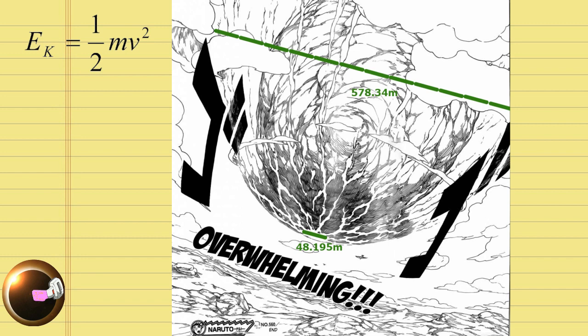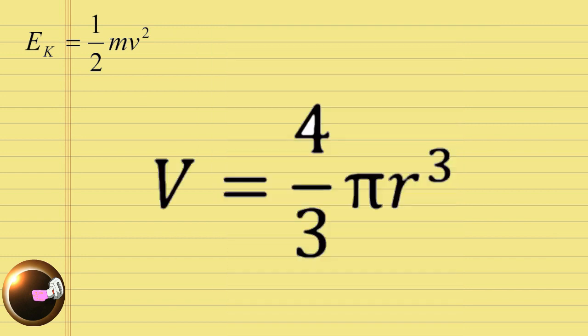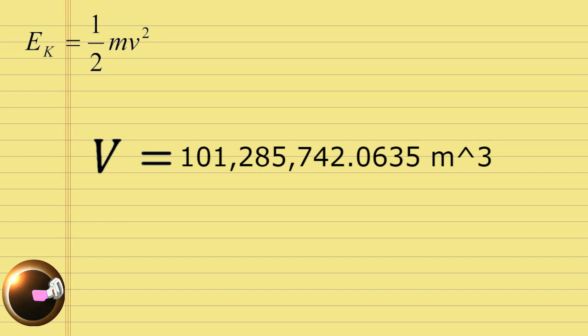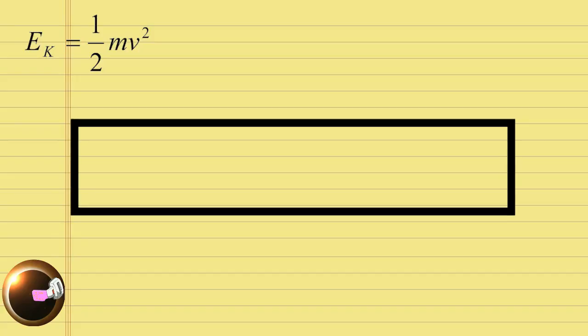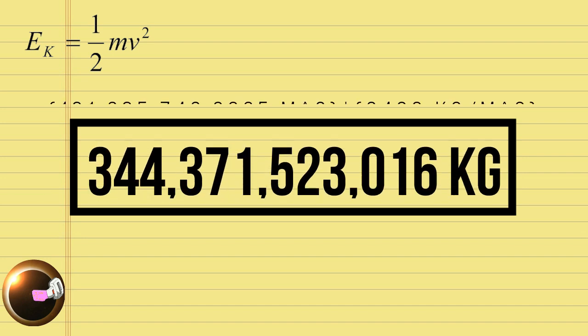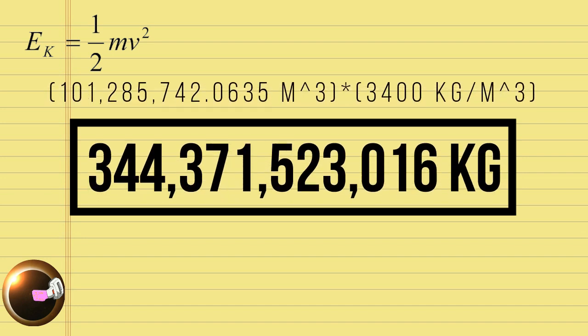To find the volume of a sphere, and I'll be calculating it as if it were a perfect sphere, even though it has a slight oval shape, we use this equation, and by plugging in our radius, we get a volume of 101,285,742.0635 meters cubed. The average density for meteors is 3,400 kilograms per meter cubed, so by multiplying these, we get a mass of 344,371,523,016 kilograms. Now onto the next aspect of the formula, the velocity.